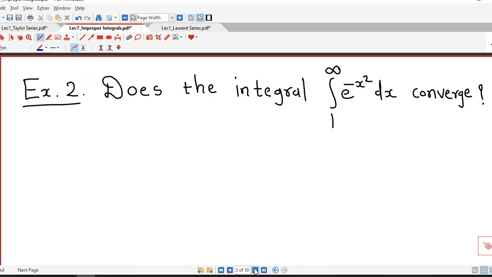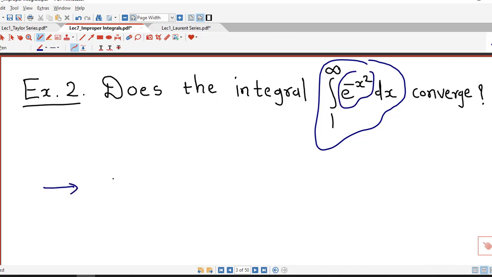We consider one more example. Here we are asked to check whether this integral, e raised to minus x square dx from 1 to infinity, is convergent or not. So here also we can try either limit comparison or direct comparison. So for that we have to find another function which behaves like the given function. So here we can try in this way.